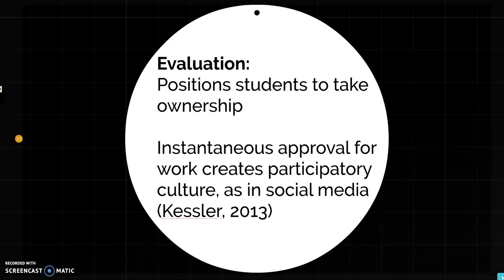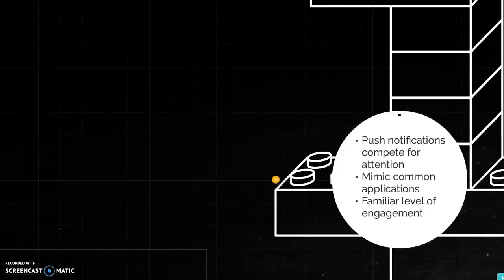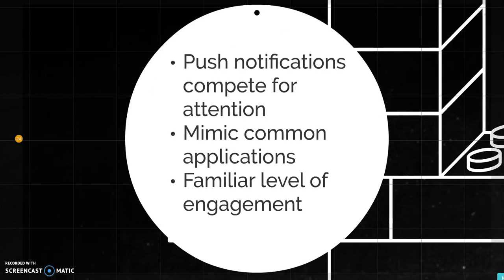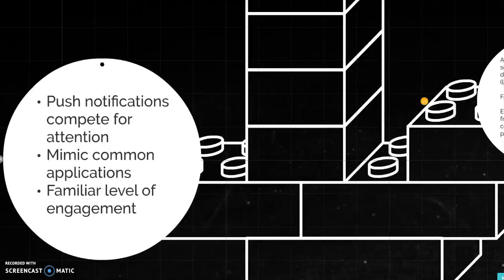Asana can be useful in the way it positions students to take ownership of task delegation and contributions to a group. The ability to see and comment on others' progress, getting instantaneous approval for work, creates a participatory culture familiar to users of social media. The use of push notifications serves to compete for the attention of the user, something that's familiar to users of common applications. This seeks to achieve the same level of engagement on familiar terms.